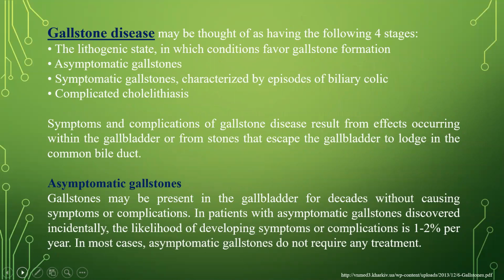Gallstone disease may be thought of as having the following stages. First, the lithogenic state, in which conditions favor gallstone formation. Then symptomatic gallstones, characterized usually by episodes of biliary colic, and complicated cholelithiasis. Symptoms and complications of gallstone disease result from effects occurring within the gallbladder or from stones that escape the gallbladder to lodge in the common bile duct.